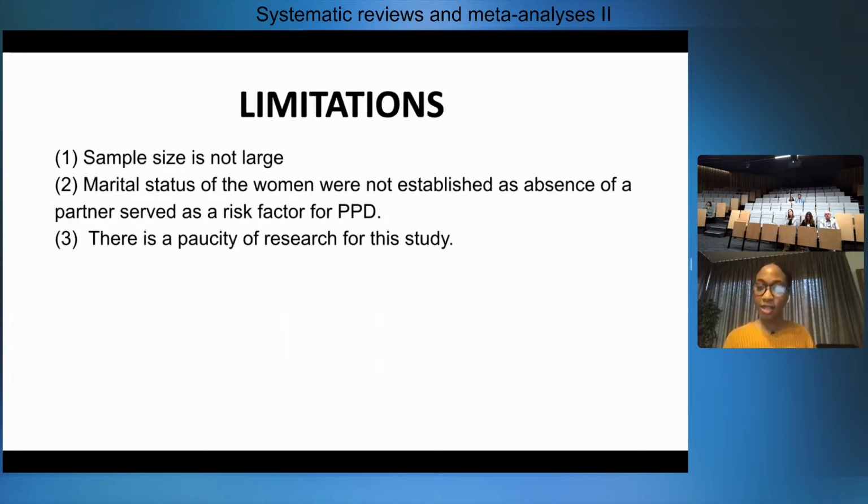For our studies, we did come across a number of limitations. We had the issue with sample size. So the sample sizes were seen to not be large. Also, the marital status of the women was not established, as absence of a partner can actually lead to postpartum depression. So it is indeed a risk factor. And then we also had the paucity of research for these studies as well.